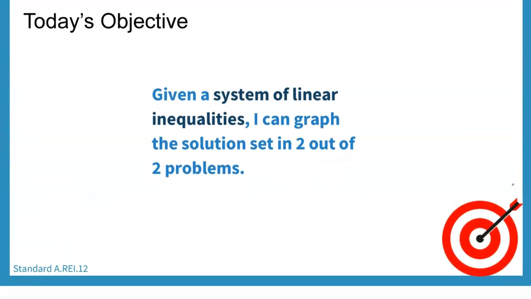So that wraps up today's objective. Given a system of linear inequalities, I can graph the solution set in 2 out of 2 problems.